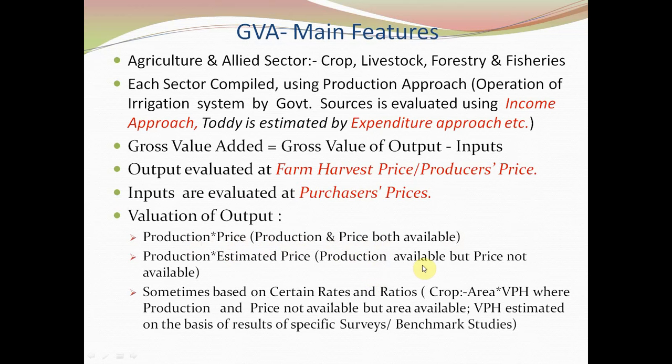If production is available but price is not available, then we calculate valuation of output as production into estimated price. Further, we will discuss where the estimated price is taken. Sometimes based on certain rates and ratios also the value of output is calculated. For crops, here we will take area into value per hectare, where production and prices both are not available but area is available. And value per hectare is estimated on the basis of results of different surveys or benchmark studies.